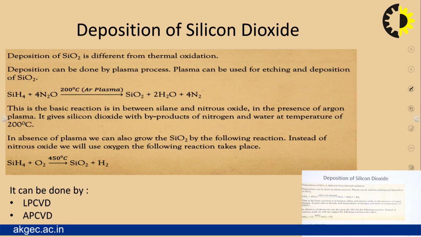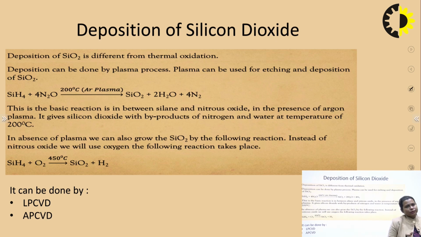Now another one is deposition of silicon dioxide. We have studied oxidation, in which we create silicon dioxide. But here, deposition of silicon dioxide means that we are using silane, SiH4, and adding nitrous oxide, N2O, at a temperature of 200 degrees Celsius, which is an argon plasma temperature, and it gives SiO2. So the SiO2 layer is formed by reacting silane with N2O, nitrous oxide, and it will give SiO2, H2 and 4N2 as byproducts.